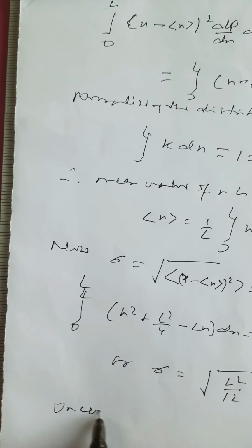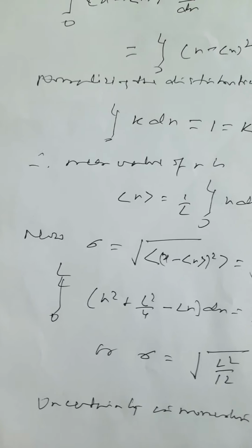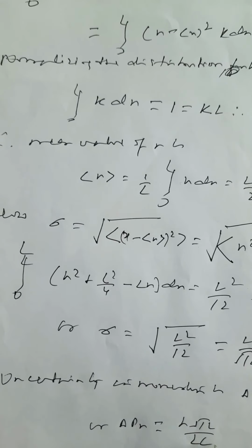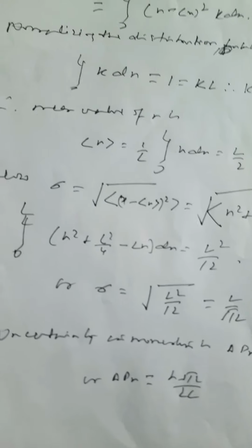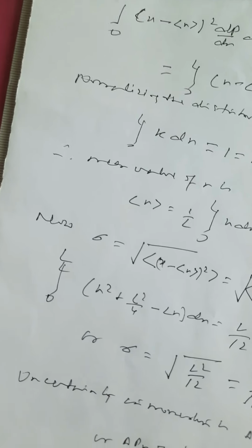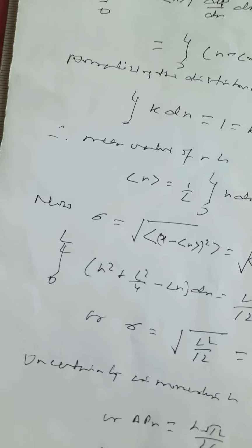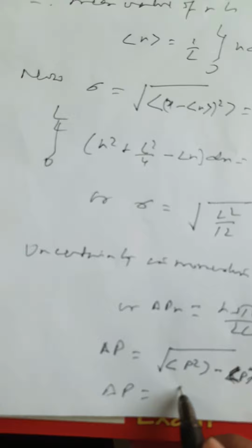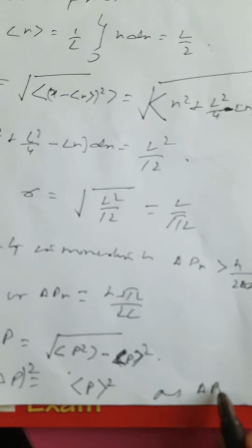Uncertainty in momentum: del px is greater than or equal to h by 2 del x, or del px equal to h by root 12 by 12. So the average kinetic energy can be expressed in terms of the average of the momentum squared, which is related to the uncertainty in momentum by del p. So this is the relation, del p square rather, equal to this much, as the average del p is equal to 0.